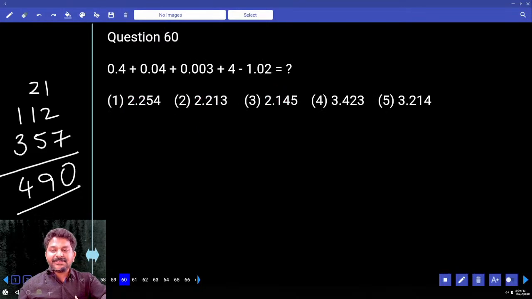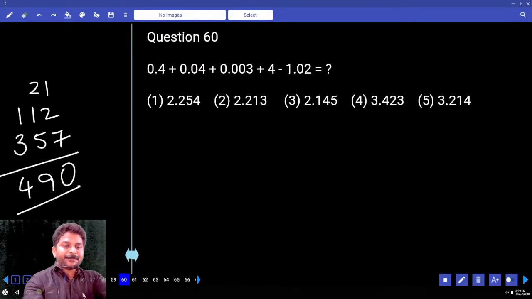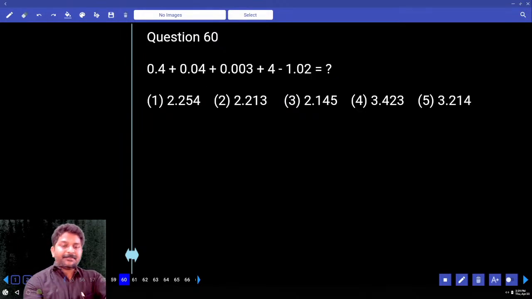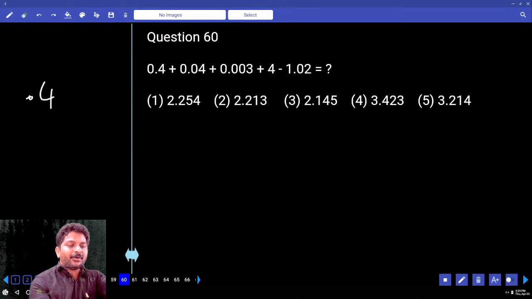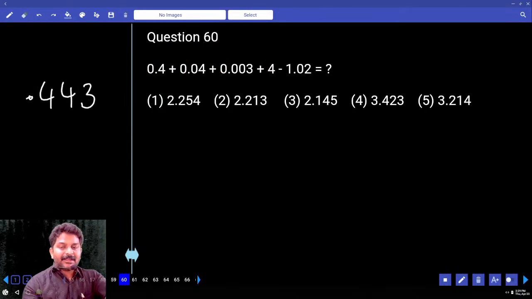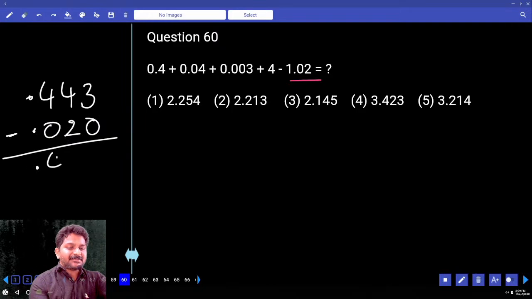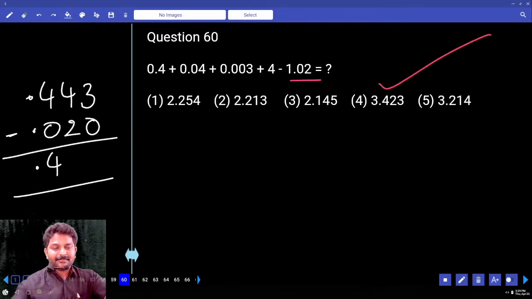Is the number after the decimal sufficient? Come on, look at the options, all are different. Number after the decimal, yes. So among the given numbers, how many digits are there after the decimal? The maximum number of digits after the decimal. That means this must be treated as 0.400, 0.040, 0.003. When you add these three positive numbers, that is ending with 443, and this is ending with 0.020 and you need to subtract it, right? That means the answer must be 0.4 something only.